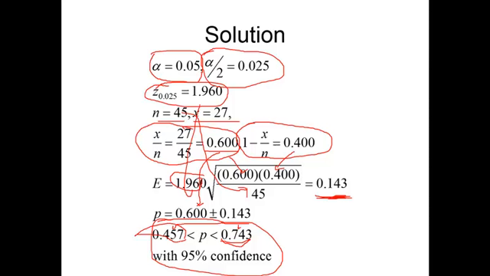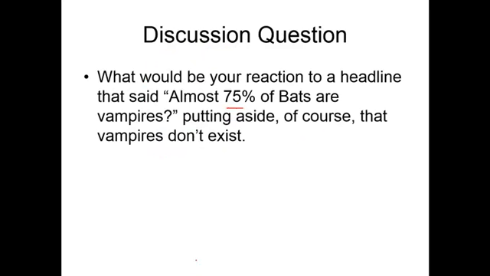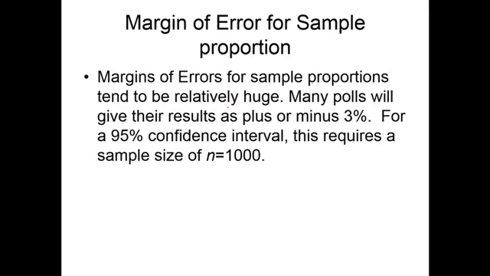So you have to have an interval. You also have to know what the level of confidence is. So when you're reading a story and it only gives you one end of the confidence interval, you need to take that with a grain of salt.